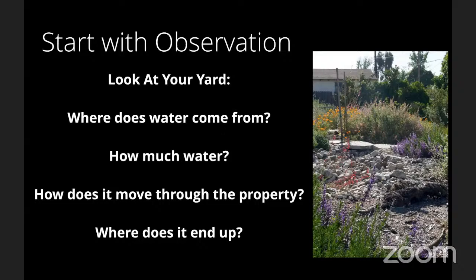How much water is it? Is it just a little trickle of water, or is it really causing flooding or erosion problems? How does it move through the property, and where does it already end up? So, for example, I've worked on turf removal projects with people where in the lawn in the backyard, there already is kind of a low spot where all the water that comes off of the house and the roof drains already ends up in that low spot.